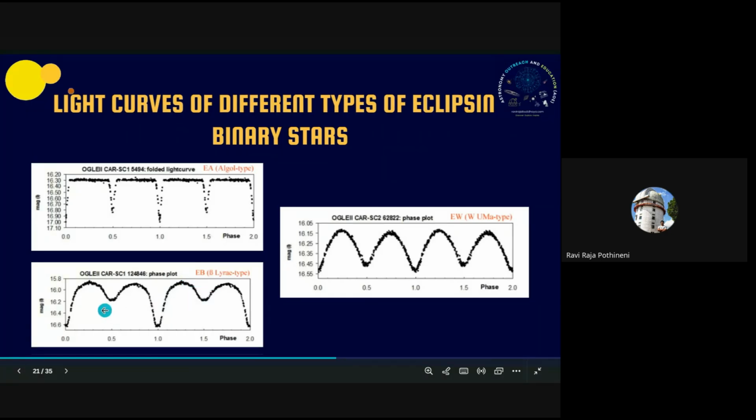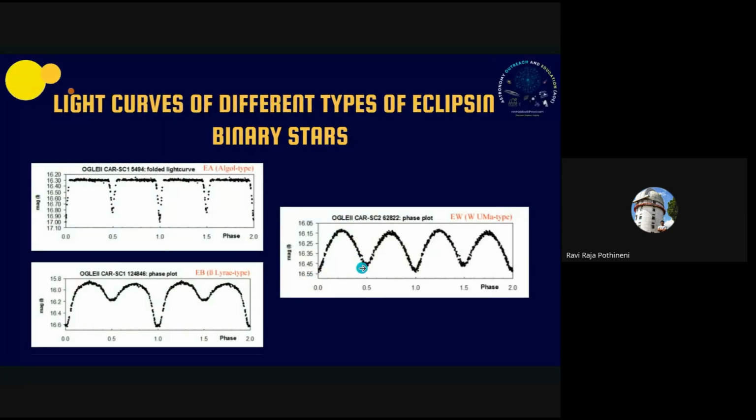But though it is a semi-detached system, still you can see there is a huge variation in the primary minimum and secondary minimum eclipses. And coming to the third one, as I mentioned, contact binary systems have a common envelope around them. So these two stars are almost similar. So the temperature variation will be very less in this case, whereas in the first and second case, the temperature difference can be huge, where one of the stars is a very hot star, whereas the second star will be a very cool star.